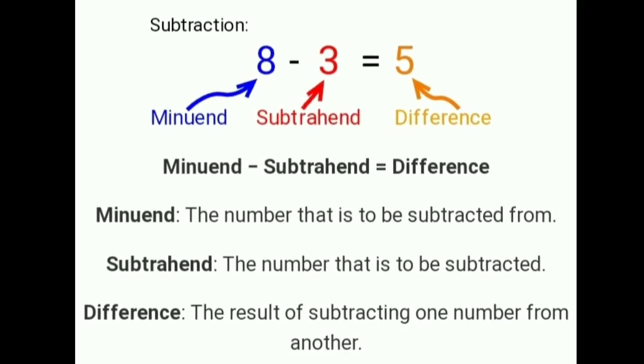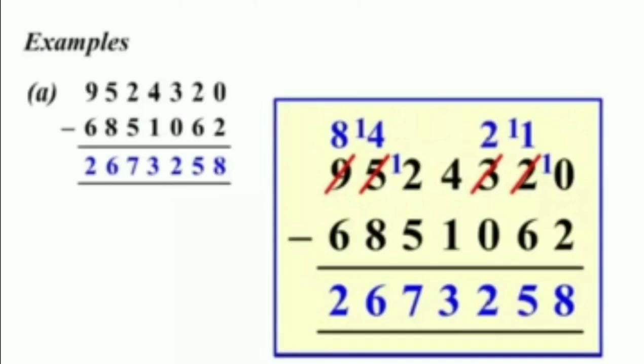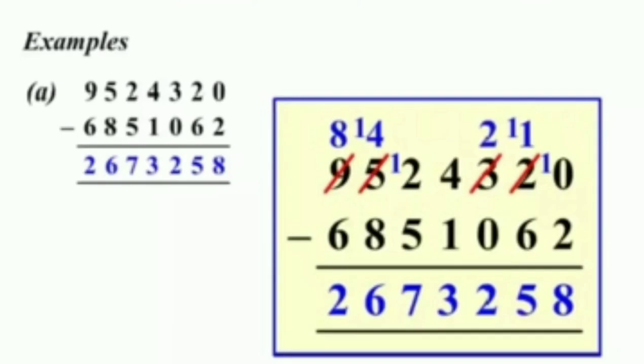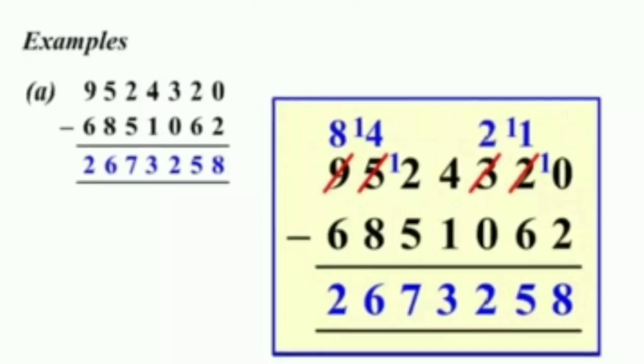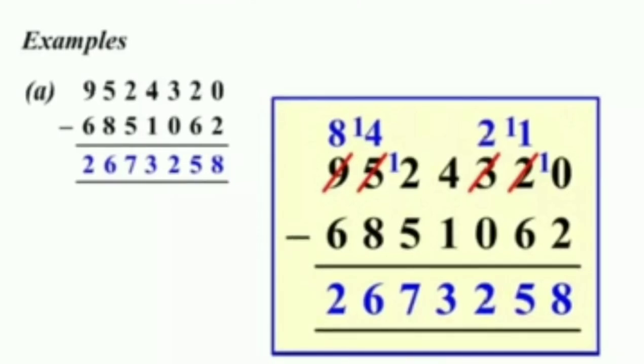Let us understand this with the help of an example. Here I have taken the example as 95,24,320 and have subtracted 68,51,062 from it. The steps will be the same. First step is you have to arrange the minuend and subtrahend in columns. Secondly, you have to start subtraction from the ones column, regroup the digits if needed, then move to the tens column and so on. So let's start doing the subtraction.